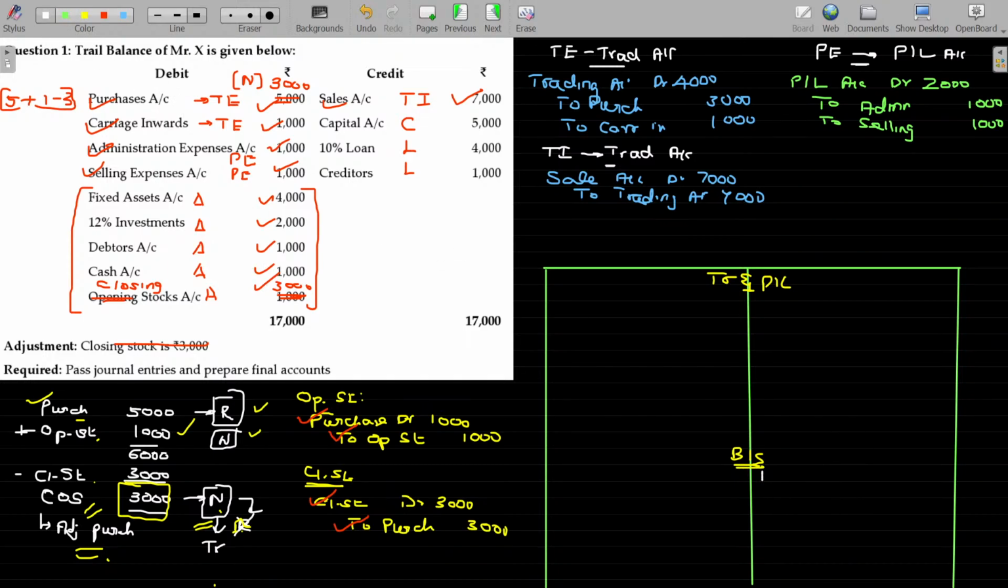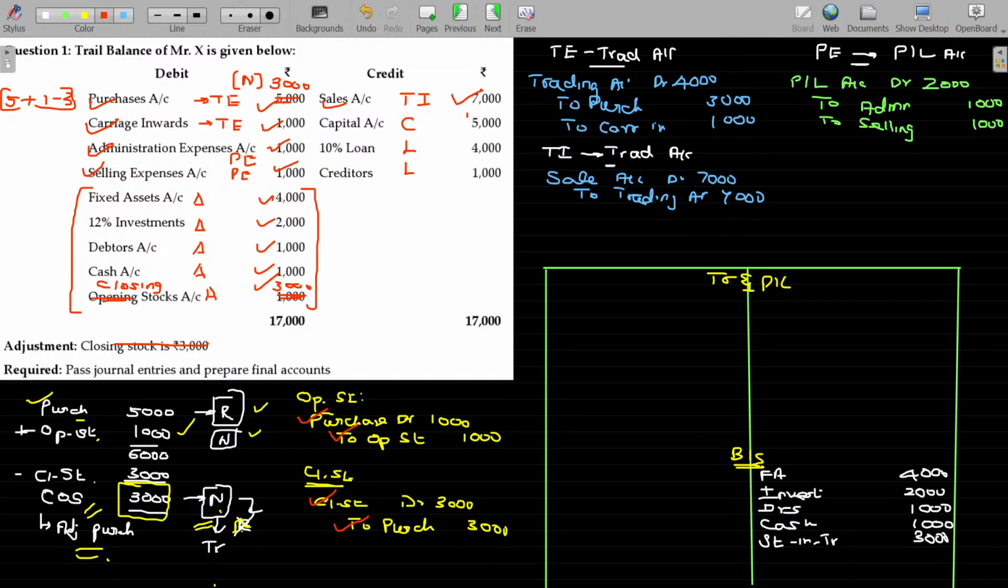Okay. Fixed assets 4,000 rupees and investments 2,000 rupees. Debtors 1,000 rupees. Cash 1,000 rupees. Stock in trade 3,000 rupees.